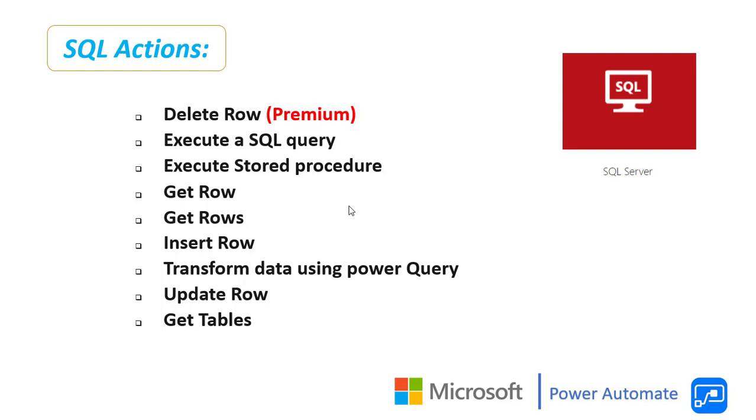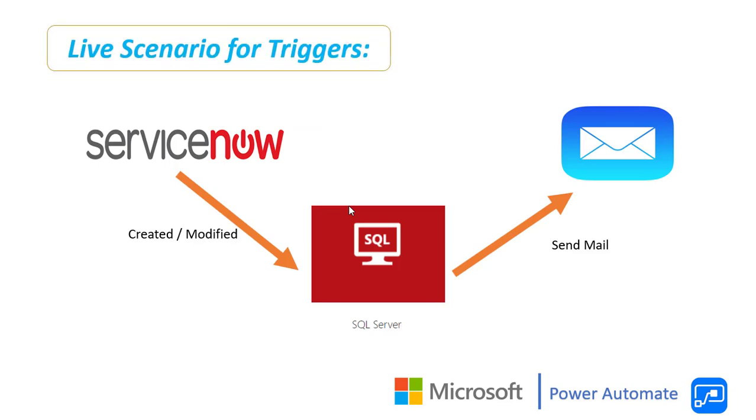First of all, I will give you a live scenario of how we are going to be working. If you see on my screen, there's a live scenario for the triggers. The first one is ServiceNow, which is a tool for raising tickets. Whenever a ticket is raised from ServiceNow, a new row is created in the SQL Server. Along with that, whenever a new row or new item is created in the SQL Server, we need to send a mail.